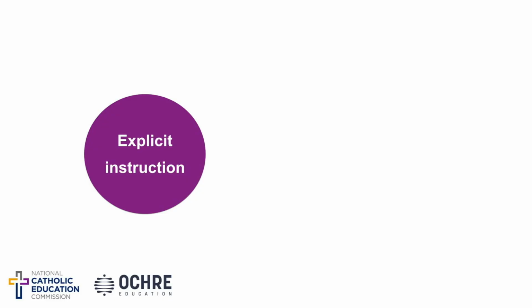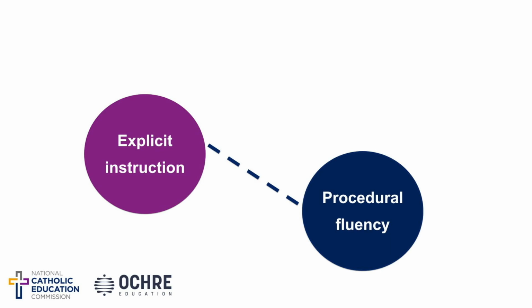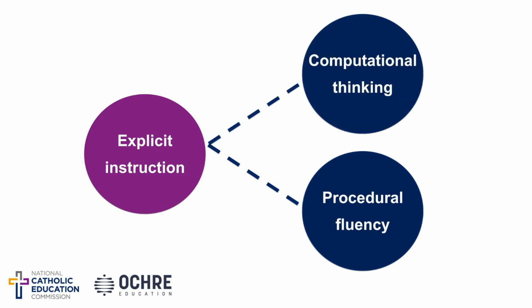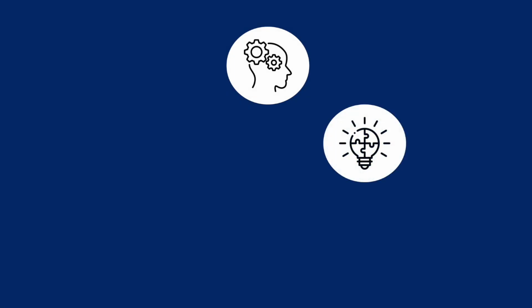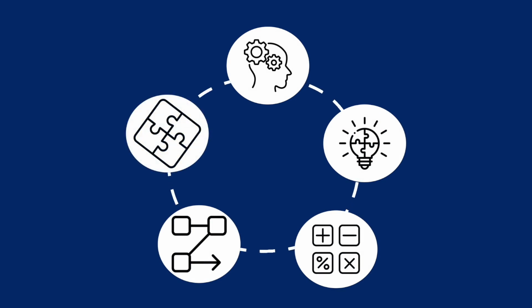Explicit instruction is an essential component in helping students develop not just procedural fluency, but also computational thinking. Computational thinking involves breaking down complex maths problems, creating algorithms, thinking logically, and utilising technology and data to deepen mathematical understanding.